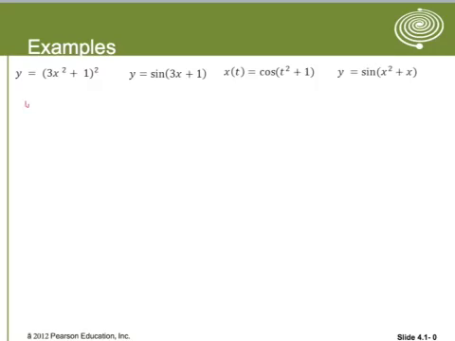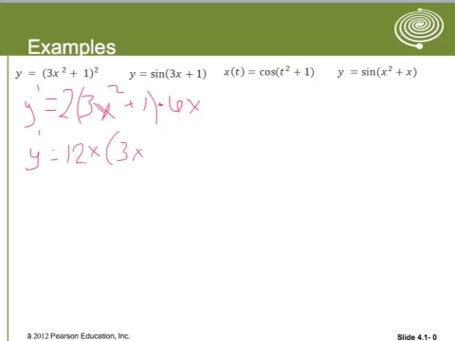So my outside function here is this something squared. So using my power rule, I bring that 2 down and then raise it to the first power. But then I need to multiply it by the derivative of that inside, 6x. So my answer, 2 times 6 is 12, 12x times the quantity 3x squared plus 1. Potentially we could write that if we wanted to distribute as 36x to the third plus 12x.